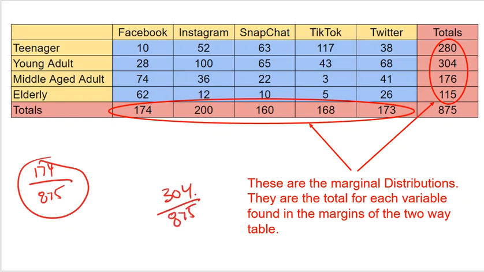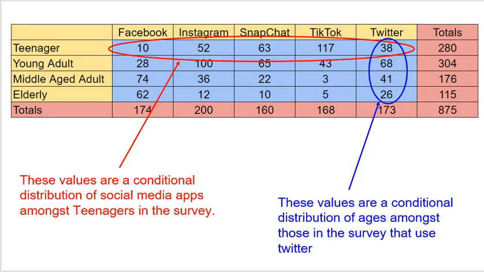Again, marginal, you're taking it and dividing it by the total, all people, when you're thinking about marginal distributions. Now, conditional distributions are the numbers within the charts. This is where we start to combine these two ideas of age and social media preference together. So in red here, this one row is saying of the teenagers. The red is circling only the teenagers. So now we're saying, we only want to look at the 280 teenagers, 10 of which like Facebook.